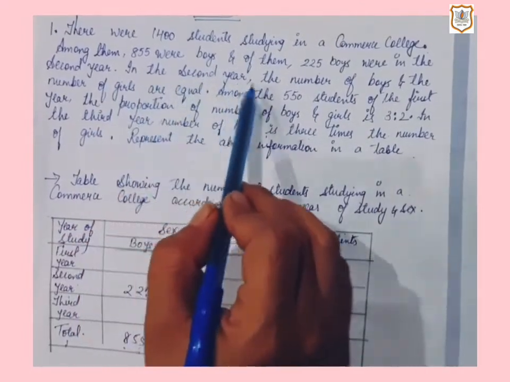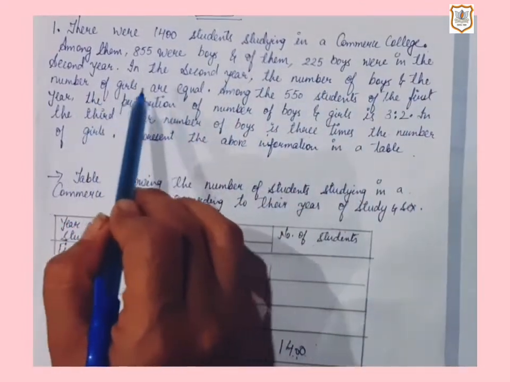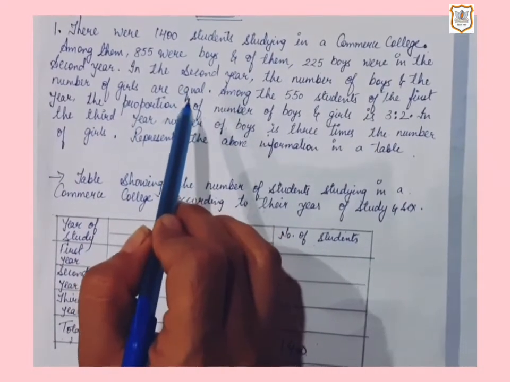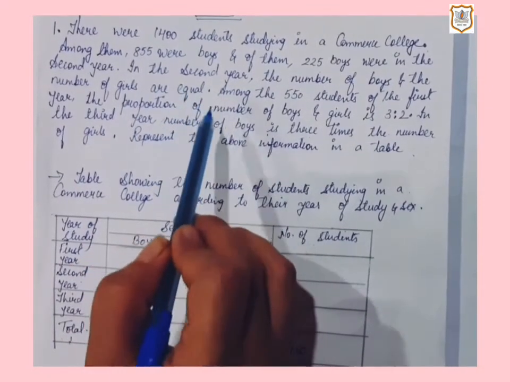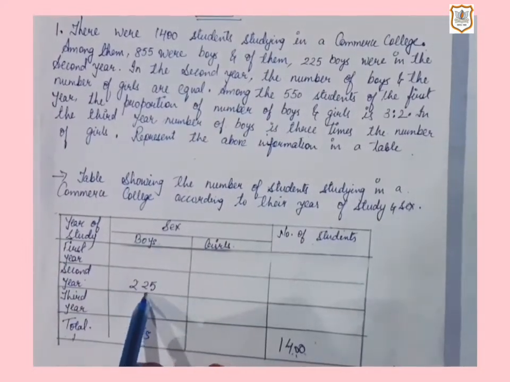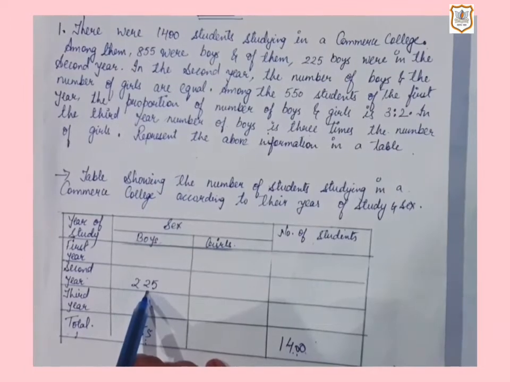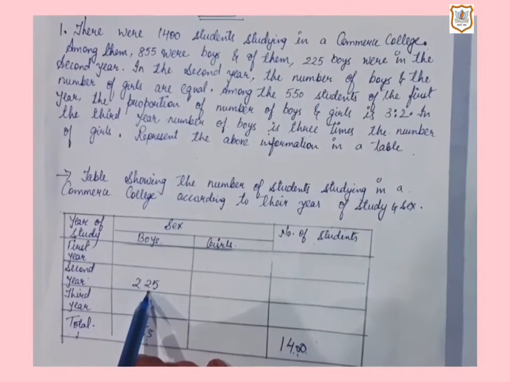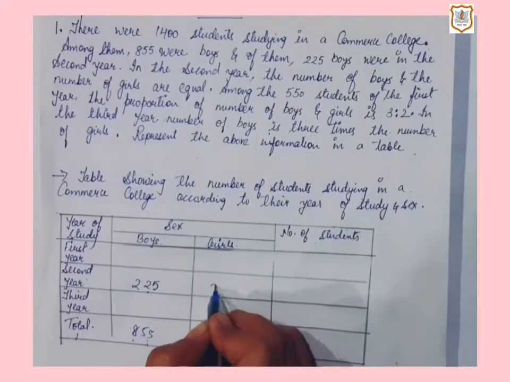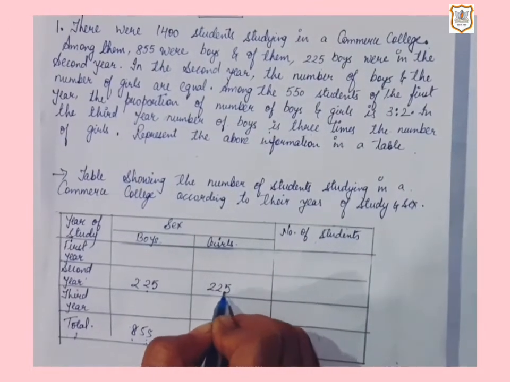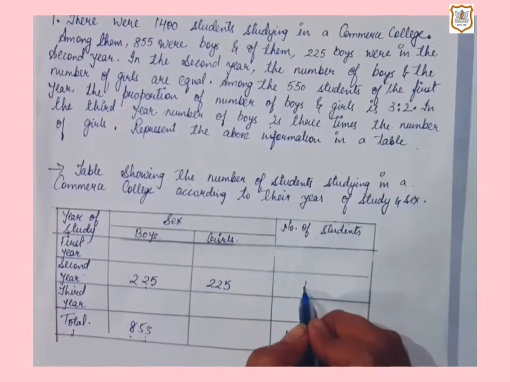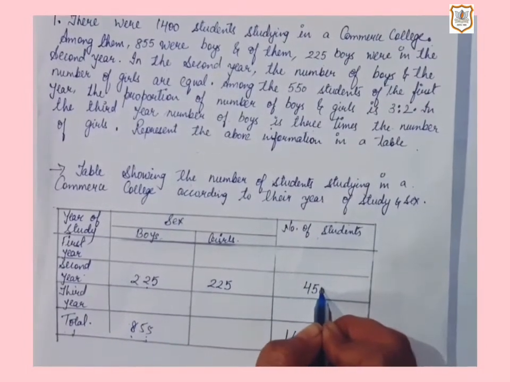In the second year, the number of boys and the number of girls are equal. Now in the second year, the information is given in the question that boys and girls were equal. We already have the information about the boys. The number of boys here in the second year are 225. And if boys and girls are equal, that means girls will also be 225. So when you add 225 plus 225, you get 450.